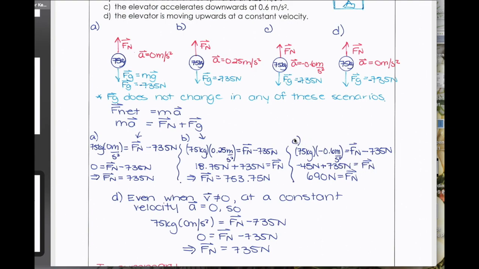For part C, we're accelerating downwards, so a negative 0.6. I have that plugged in for the acceleration times the mass of the object equal to F of n minus 735 newtons. When I solve for F of n, it is 690 newtons up. Notice it's less: the person experiences less weight when accelerating downwards. It's similar to that free fall experience.